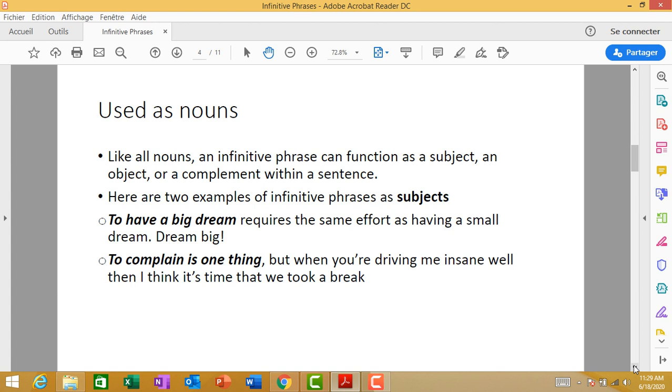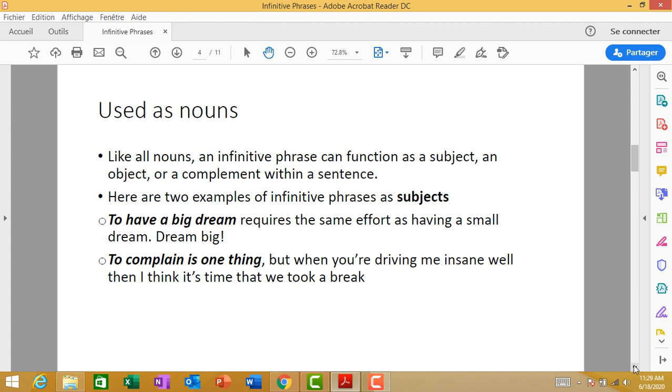Now let's look at what they look like when they are used as nouns. Like all nouns, if an infinitive phrase is used as a noun, it can be a subject, it can be an object, it can be a complement within a sentence. Let's look at these two examples where it acts like the subject. To have a big dream requires the same effort as having a small dream.